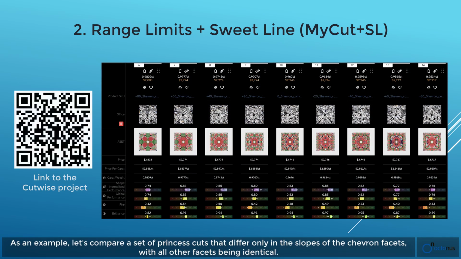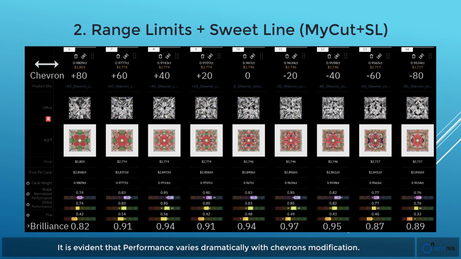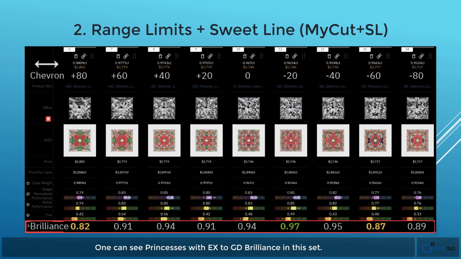As an example, let's compare a set of princess cuts that differ only in the slopes of the chevron facets, with all other facets being identical. It is evident that performance varies dramatically with chevron's modification. One can see princesses with EX to GD brilliance in this set.